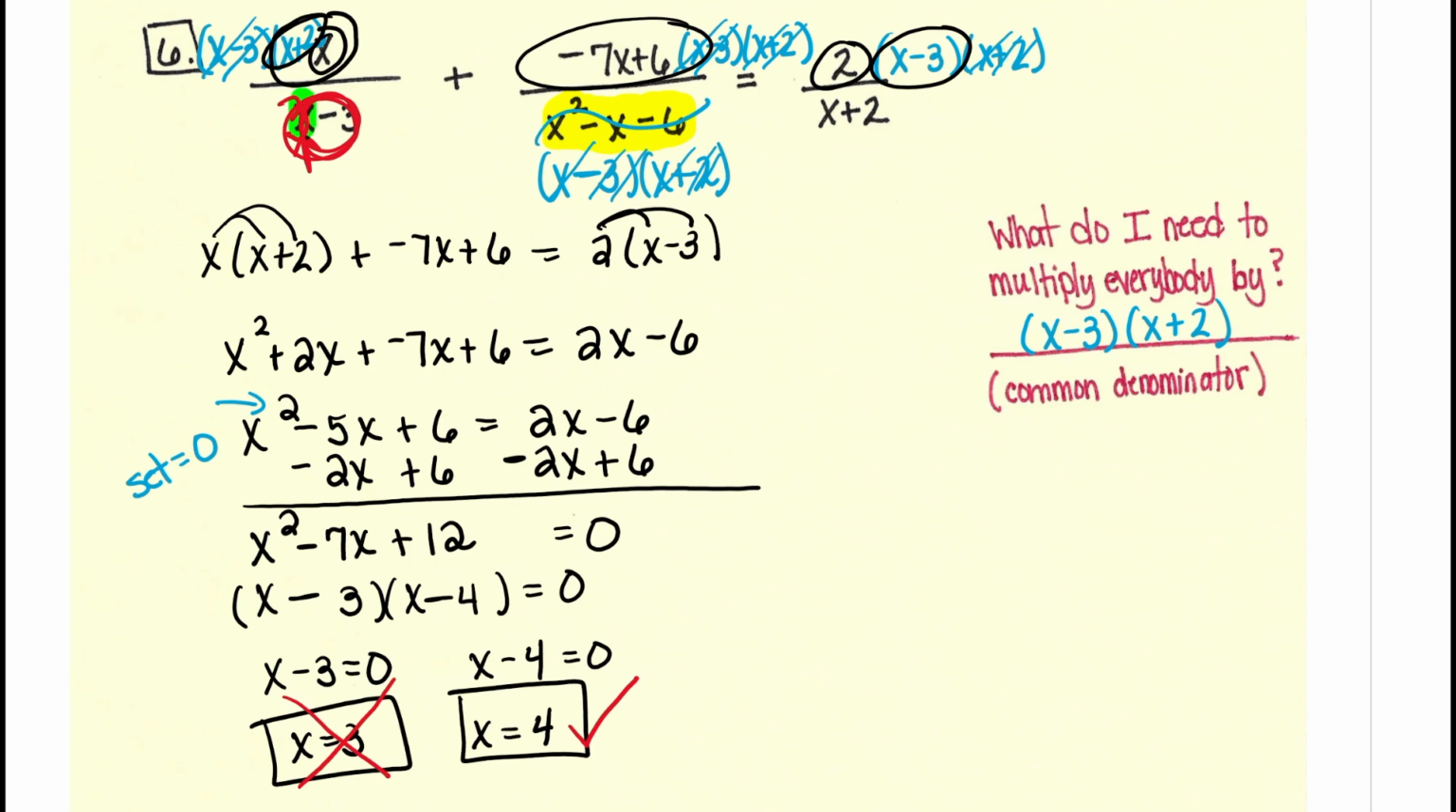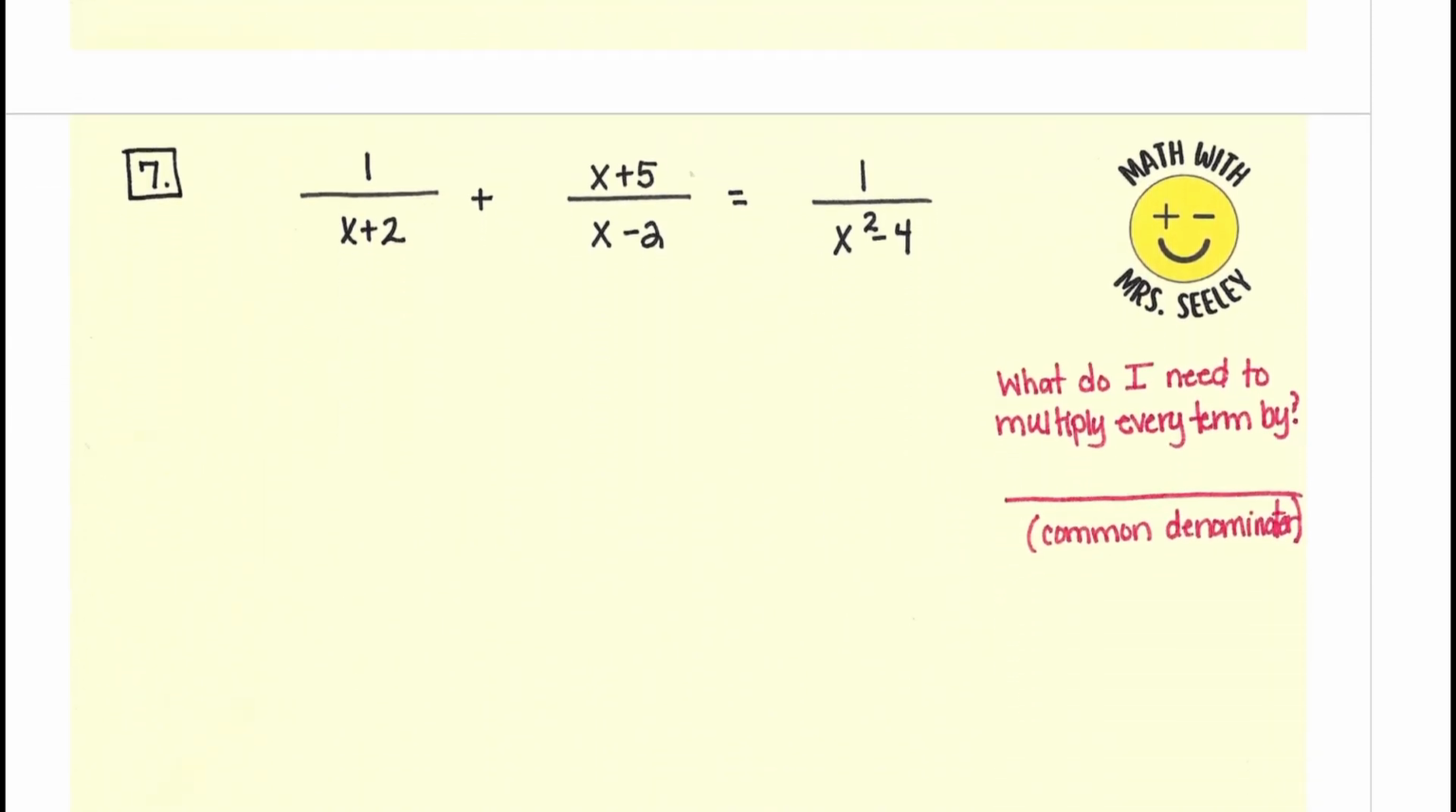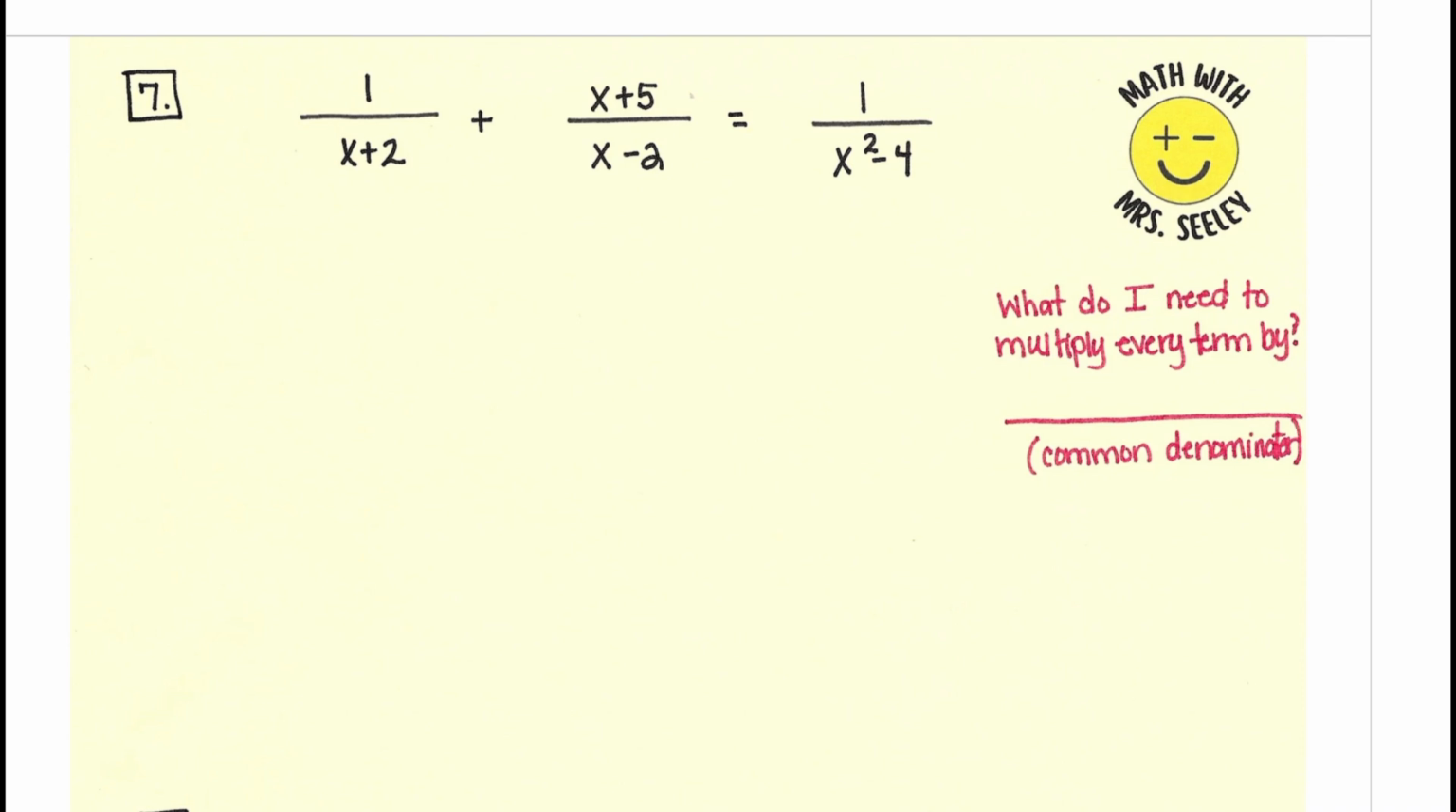All right, let's take a look at number 7. Again, if you would like to, pause the video, try it on your own, and see how you do. All right, so let's see what denominators we have in this one. We have an x plus 2, we have an x minus 2, and an x squared minus 4. However, that x squared minus 4 needs to be factored so that we can truly see what it is.